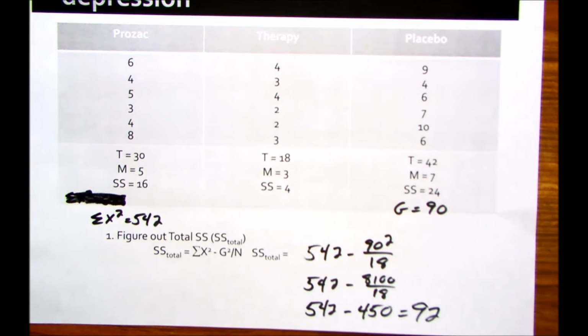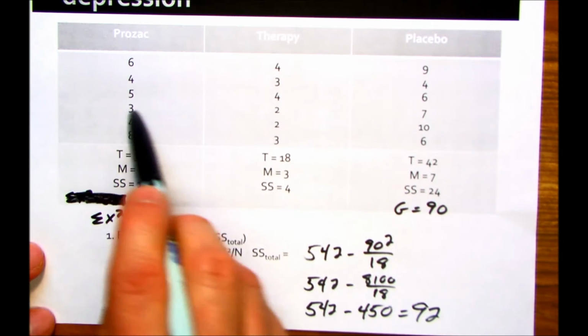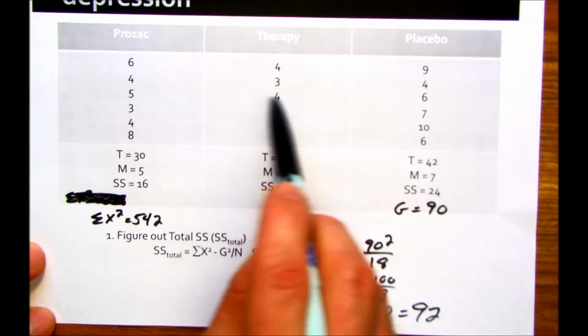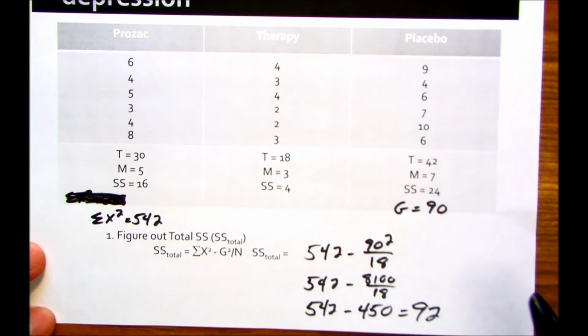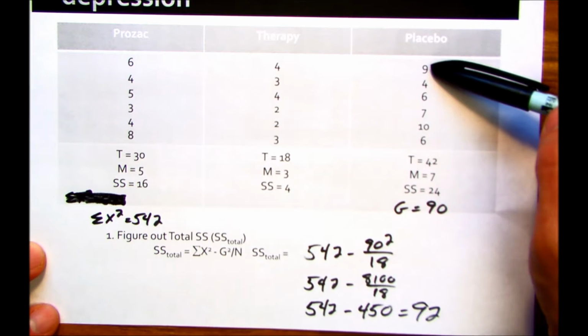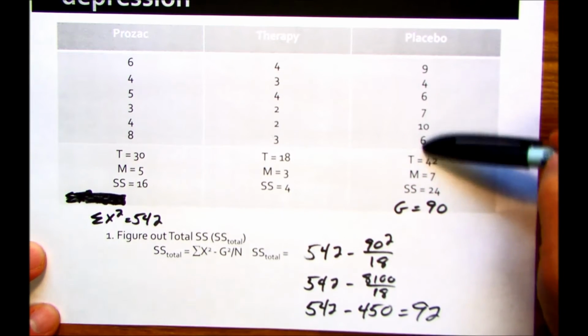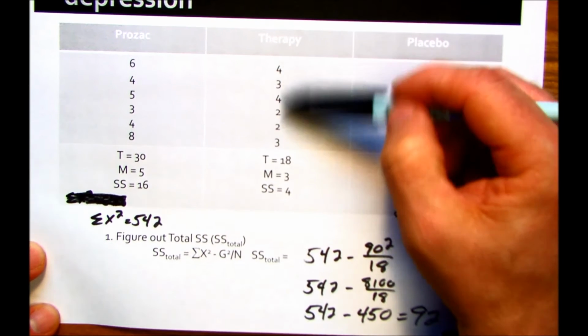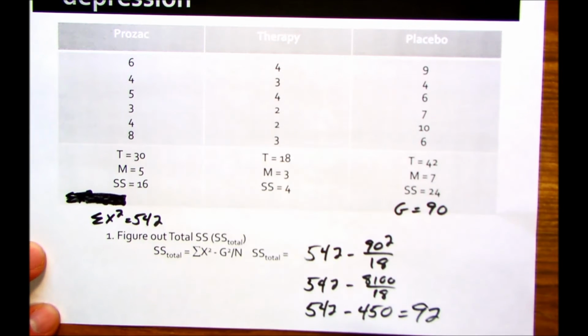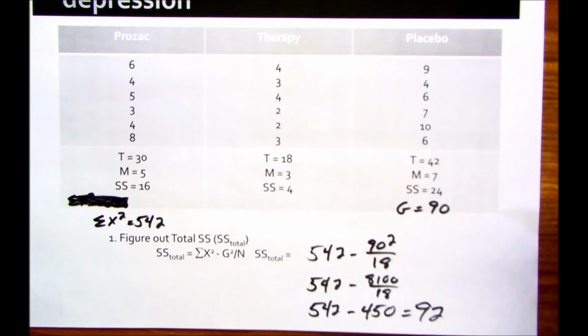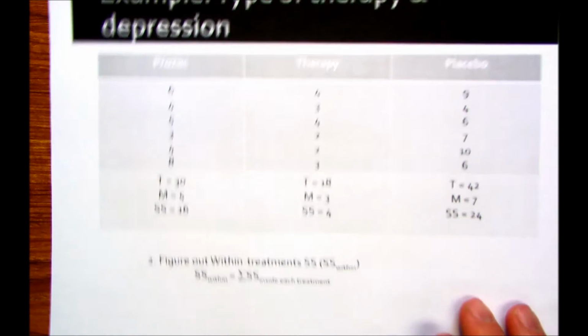From here, we're going to break that out into what we call the between treatments variability, the variability that exists between these 3 groups, and the within treatments variability, which means the variability that exists within each of these groups. So we've got our first step. We've got our total sum of squares, which is 92.